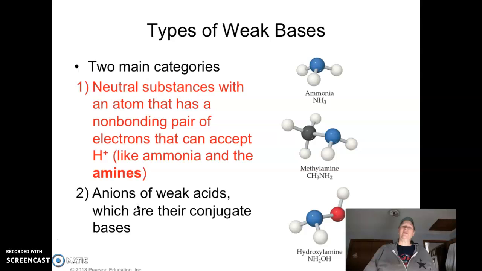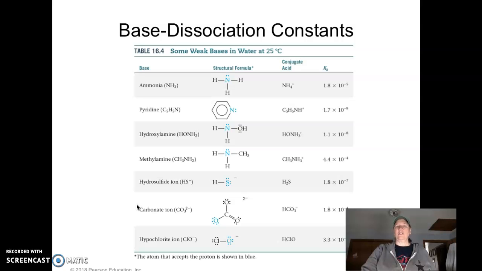If they don't break down into their ions, they kind of hang together, they're a weak base. So it works the same as an acid, same thing. And here's your associations again. This is right from your book. See, ammonia becomes NH4. Here's its Kb. Here's some other ones. Okay, they're constants.